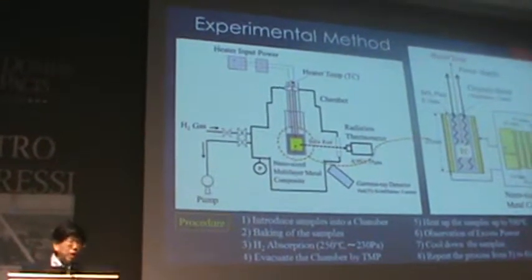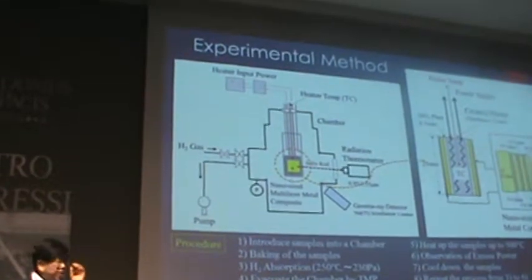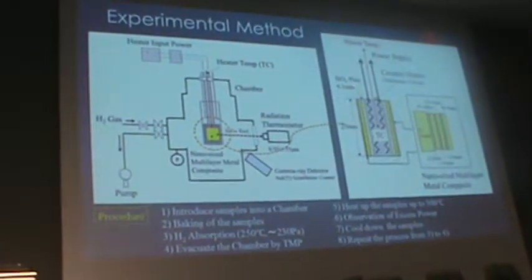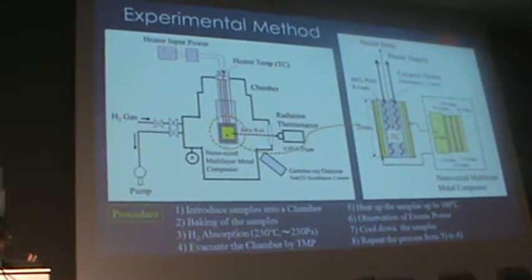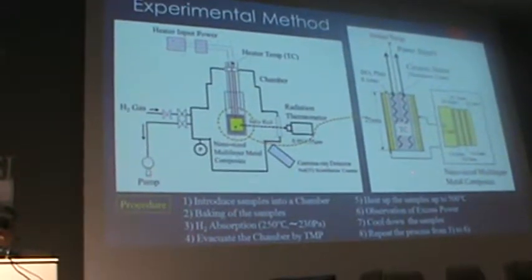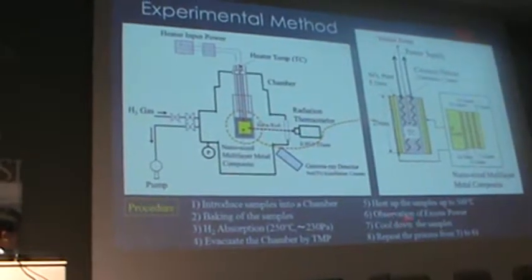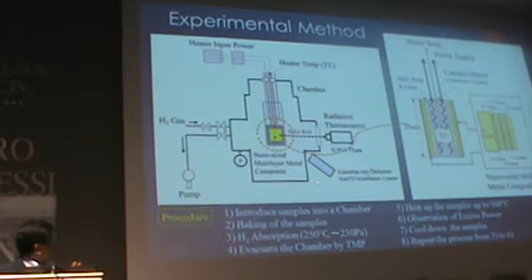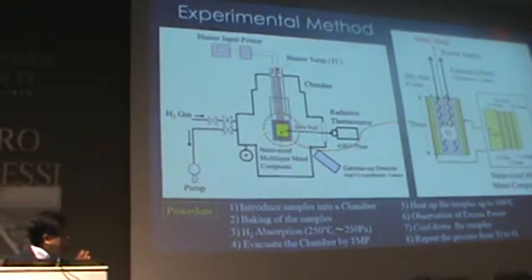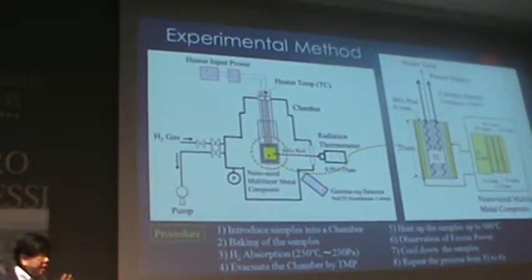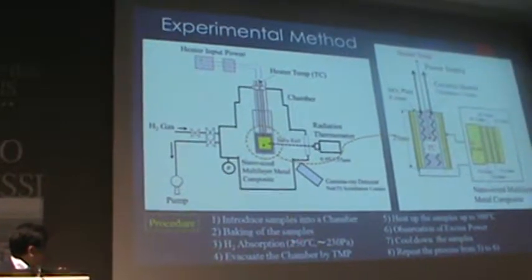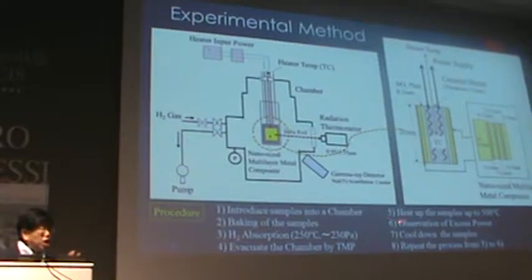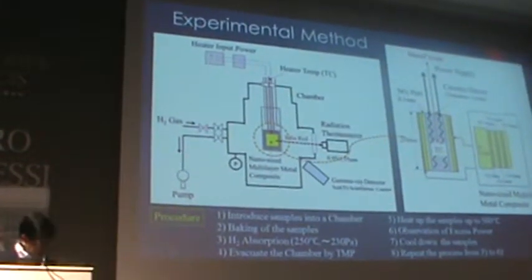And usually, after half a day, the heater is cut off and we cool down the sample. And again, we introduce hydrogen gas into the vacuum chamber, and repeat this process again, changing the input condition mainly. Okay.